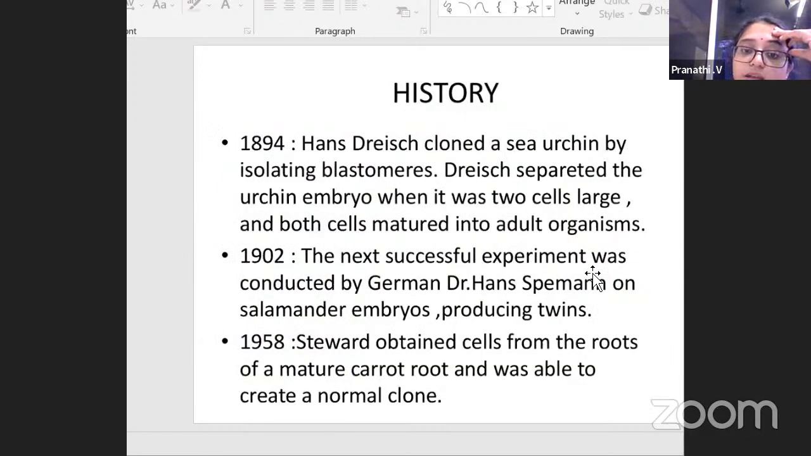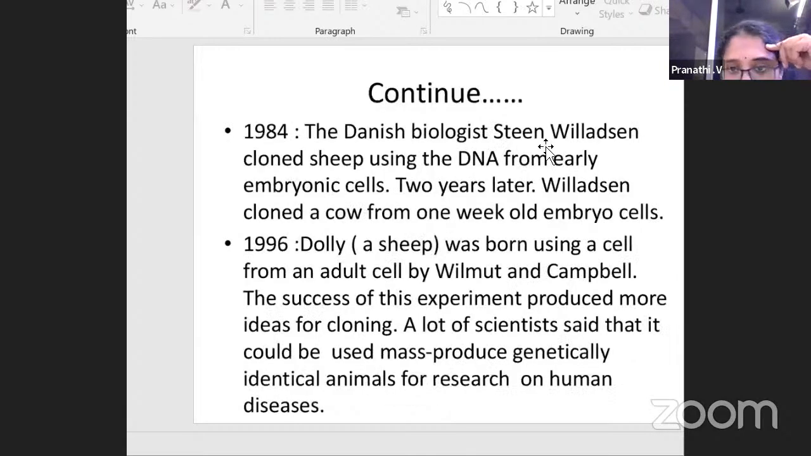So history is basically that the blastomeres of the sea urchin were isolated, and then separated into 2 large cells. This matured into adult organisms. Later, Dr. Hans Spemann tried this experiment on salamander embryos, and he produced twins. And in 1958, Stewart could get cells from roots of carrot and was able to create a basic clone.